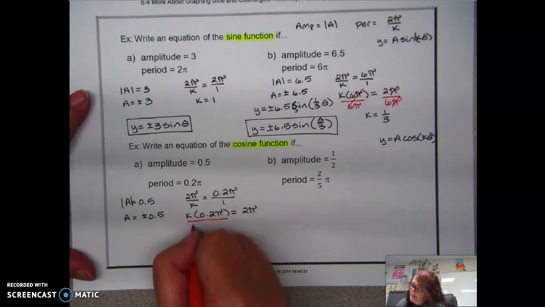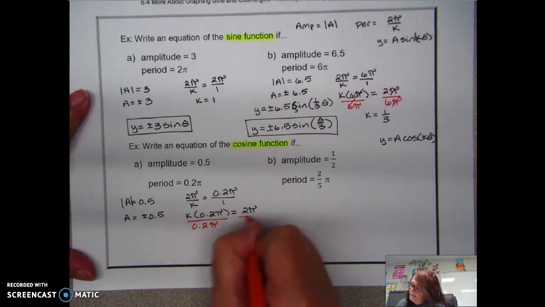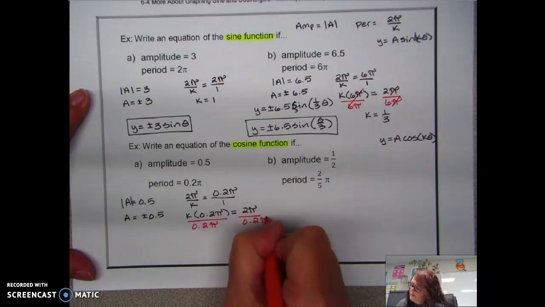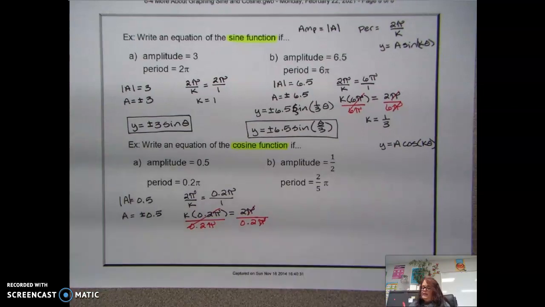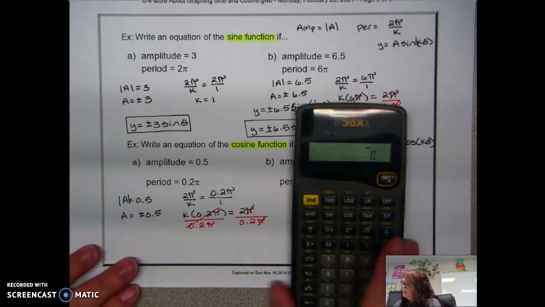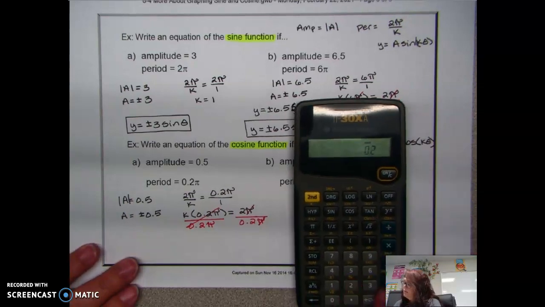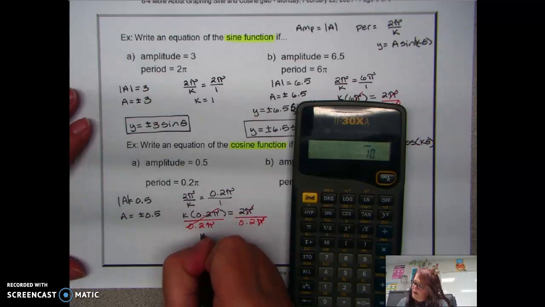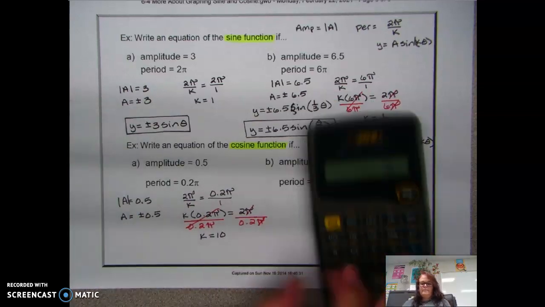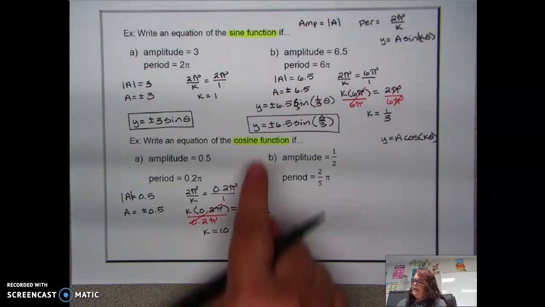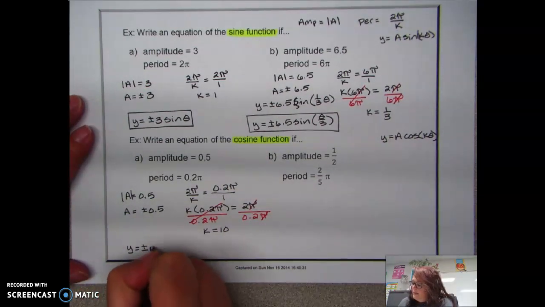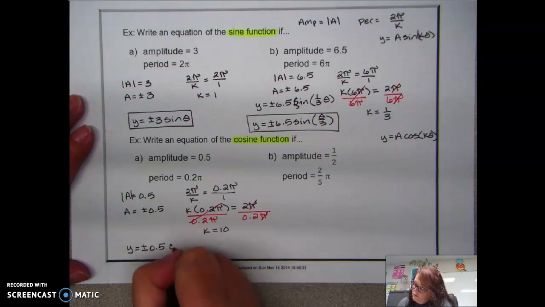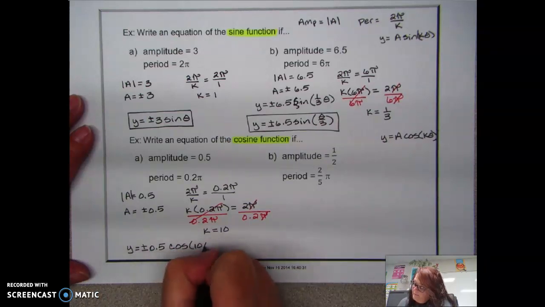So then dividing both sides by 0.2 pi, here the pi's cancel, and I believe I get 10, but let me just double check that. 2 divided by 0.2 gives me a k value of 10. So again, we're dealing with the cosine function. So we're going to say y is equal to plus or minus 0.5 cosine of 10 theta.